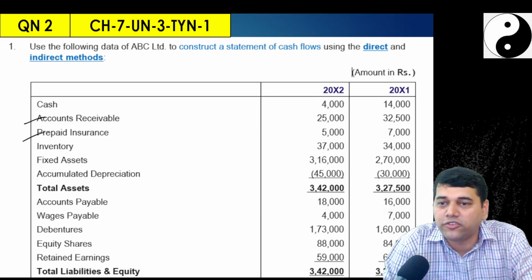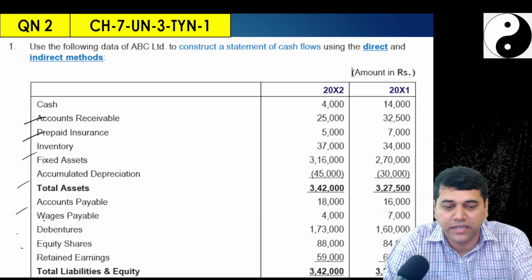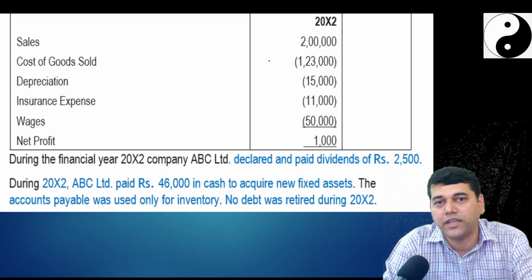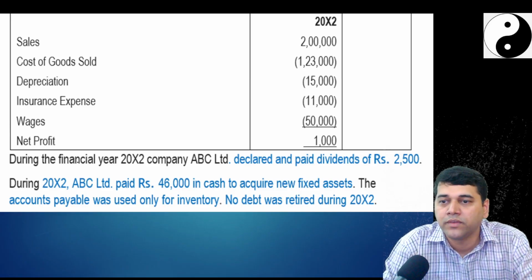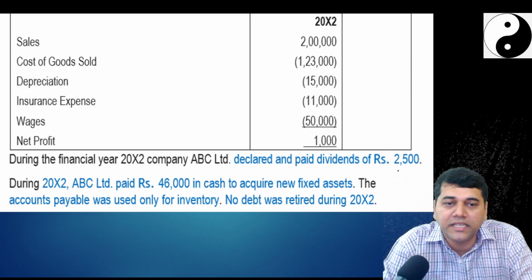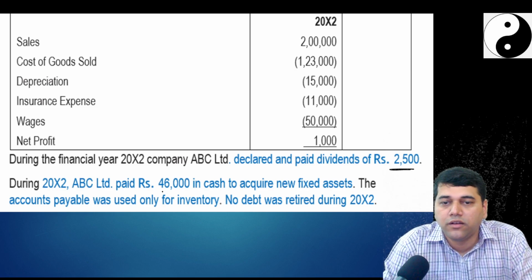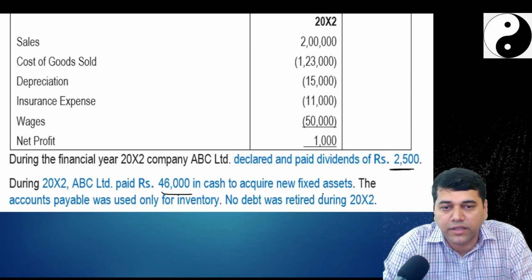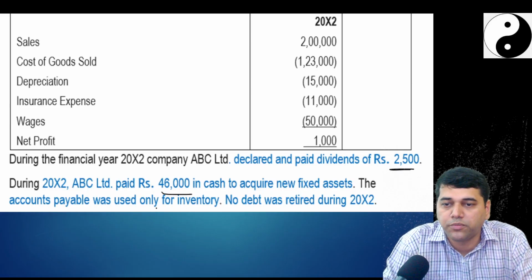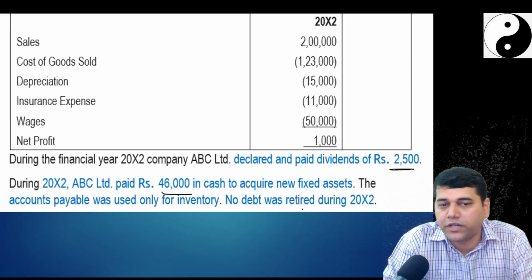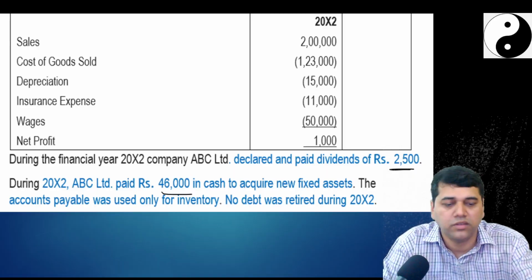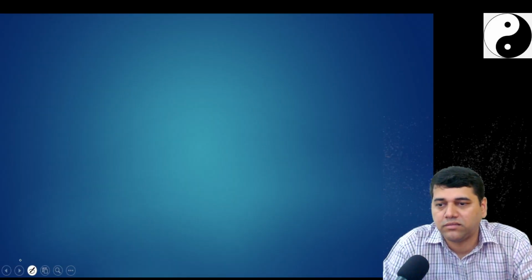Now you have got accounts receivable, prepaid insurance, fixed assets, retained earnings, sale of goods. They have given you the profit and loss account also for the period. During the financial year, they declared and paid a dividend of 2,500, and 46,000 to acquire cash and the new fixed assets. Accounts payable was used only for inventory. No debt was retired during the year. Okay, we'll do it, friends. Since we have to do it after a long time, rather than getting stuck, we'll write solution 1, working note 1, calculation of purchase.